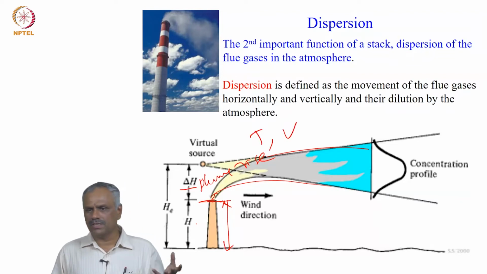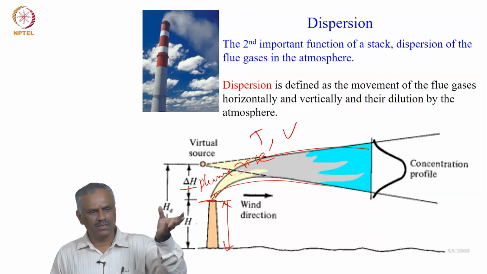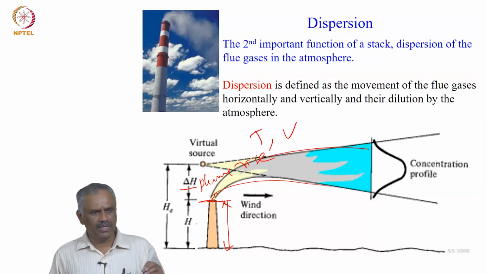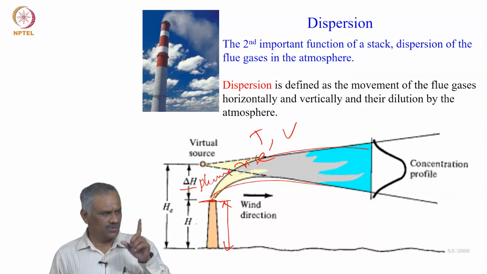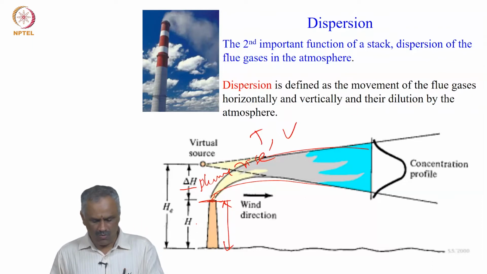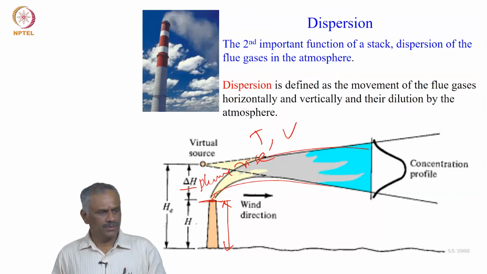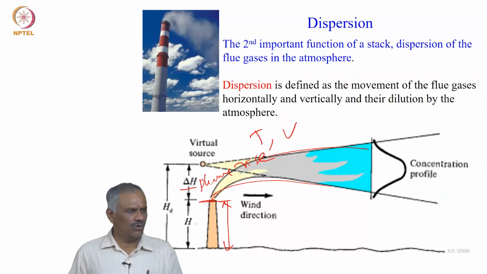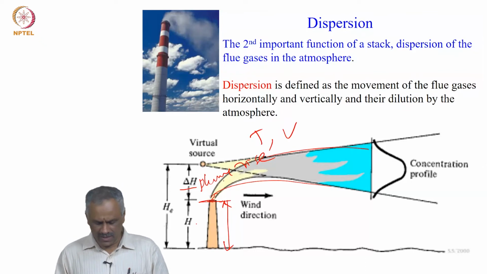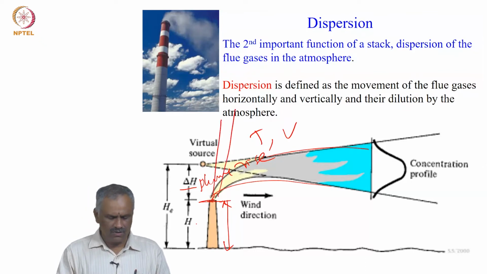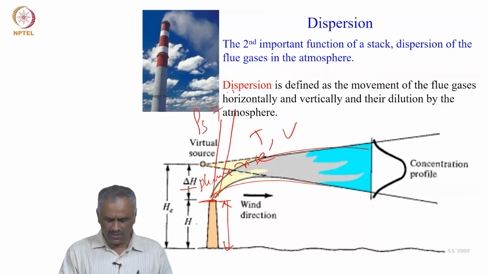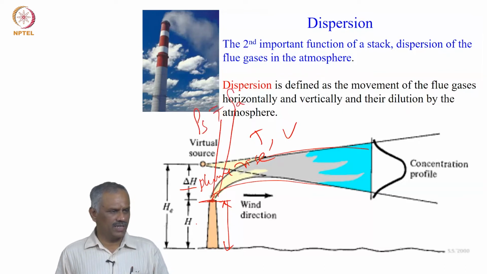The velocity of the flue gas depends on the ID fan. The ID fan pushes the flue gases into the chimney, so that velocity depends on that. How much it rises above the chimney depends on this velocity. Not only velocity, but also the buoyancy, because the density is low, so the flue gas tries to move up, until the density of the flue gas is equal to the density of the atmospheric air.